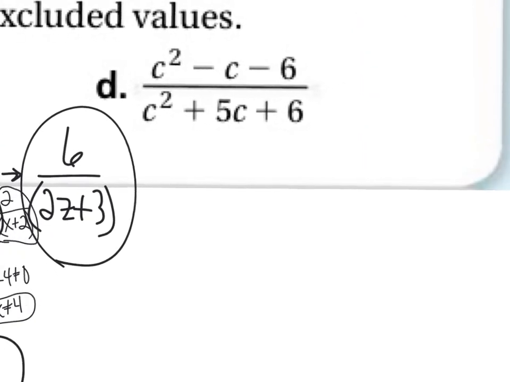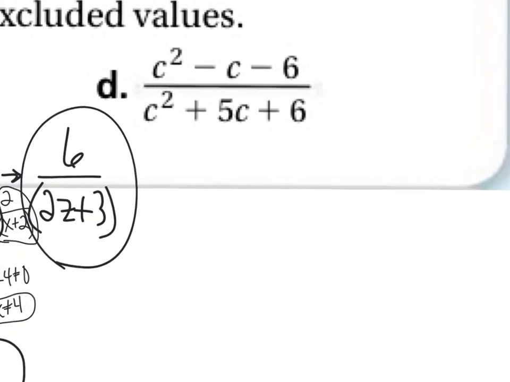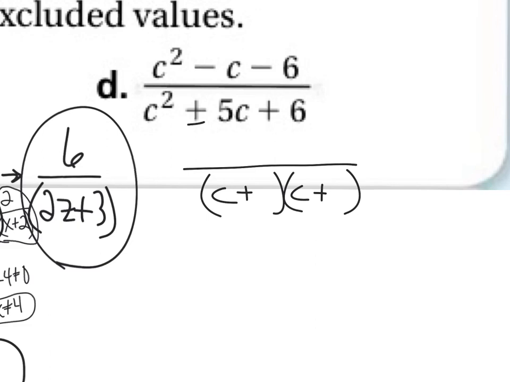So part D, similar idea. The problem here, we've got a trinomial in the numerator and the denominator. So neither one's necessarily going to be easier than the other one. Although I like in the denominator everything's positive here, that's going to make that easier to factor. So that would be c plus 3 times c plus 2.